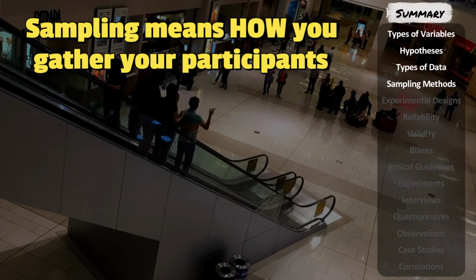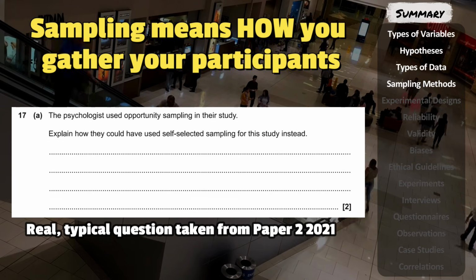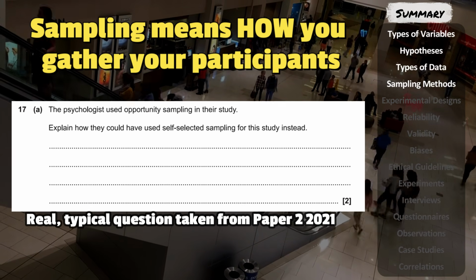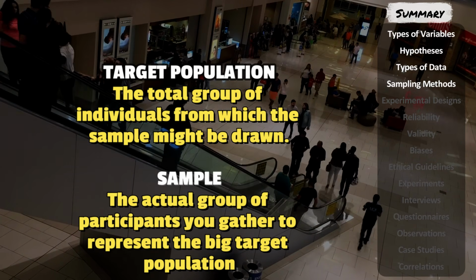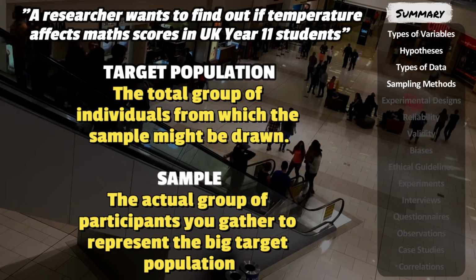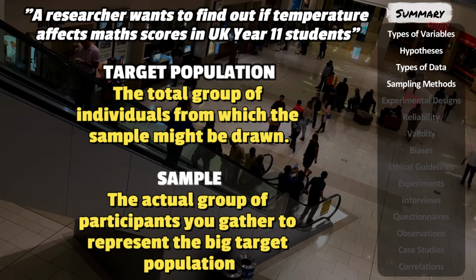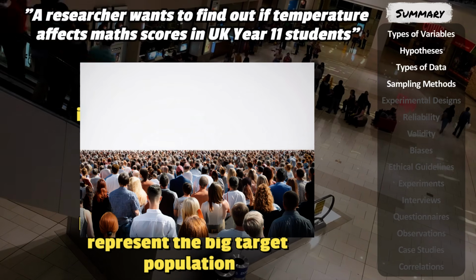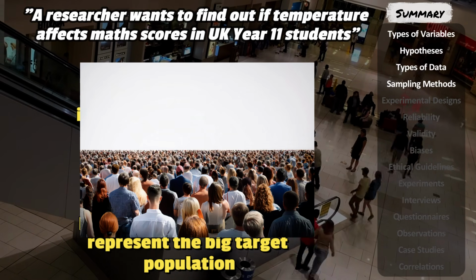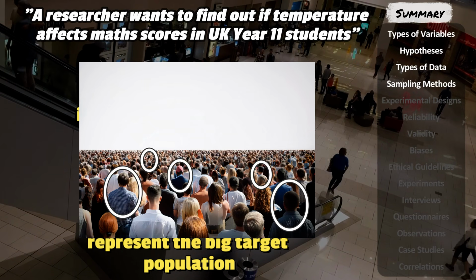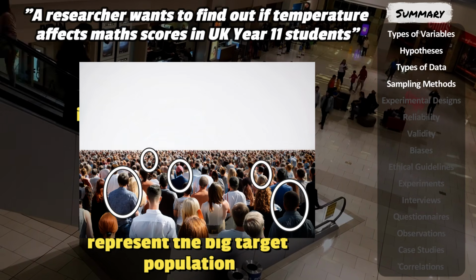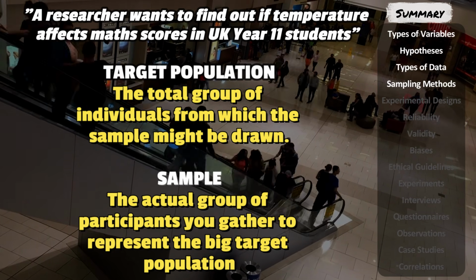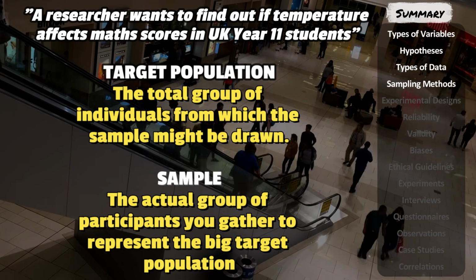Next, we come on to sampling methods, and this is how psychologists gather their participants for the research. The target population is the type of person that we're going to try and aim for. So, for example, a researcher wants to find out if temperature affects math scores in Year 11 students in the UK. The target population is every UK Year 11 student. The sample is the specific group that we gather. So it might be the 30 students in a class that I have access to that I will use in my study. That's called a sample.